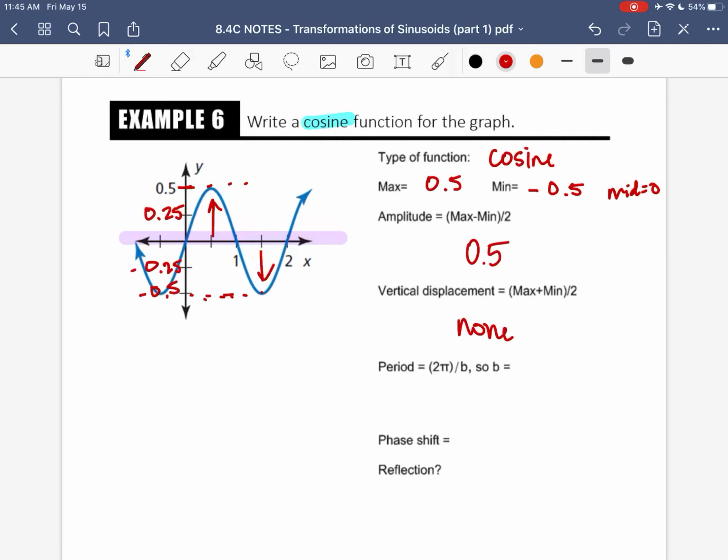Okay, vertical displacement, none. Our midline's still sitting there at 0. We didn't shift it up or down at all. Okay, period equals 2 pi over b. So let's see if we can find a period in here.